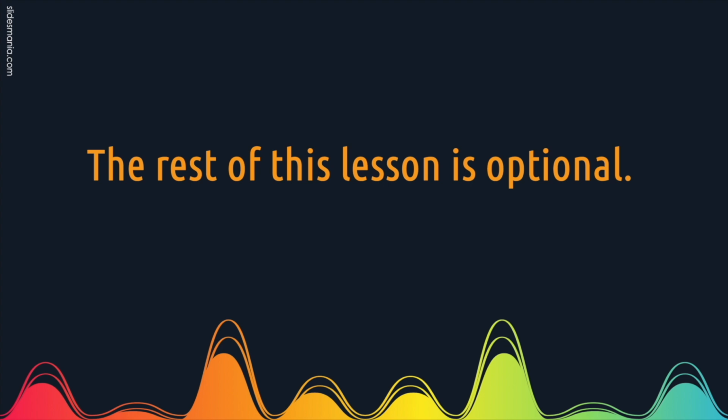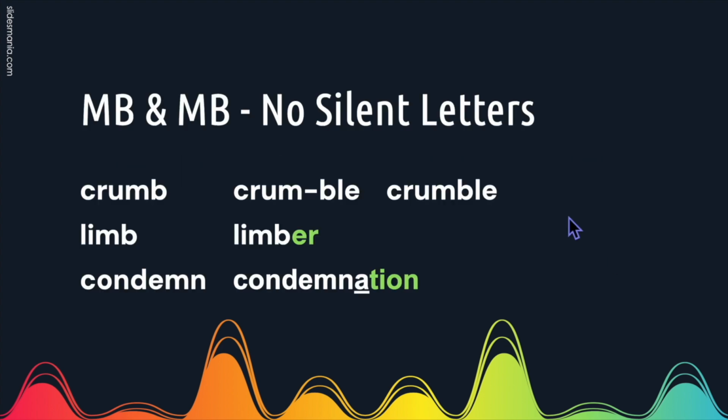The rest of this lesson is optional. If you have MB at the end of a root word, the B is silent, like in the word crumb. But sometimes the B will take on a sound when you add other letters to the end in a suffix. Like here we have crumble. Here we have limb with a silent B, but we add the suffix and it becomes limber.